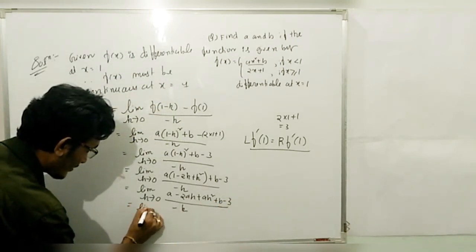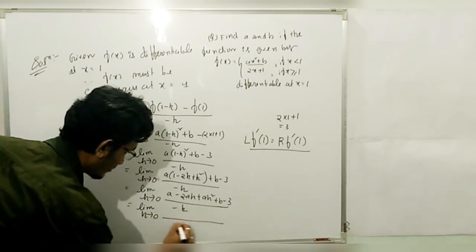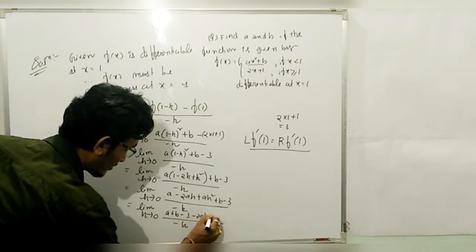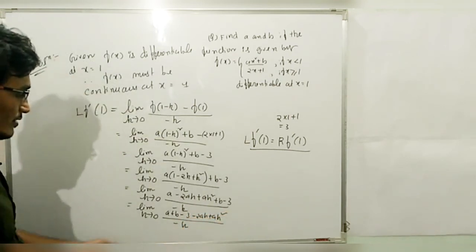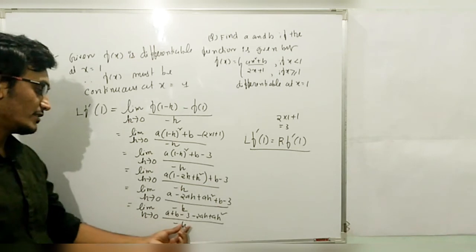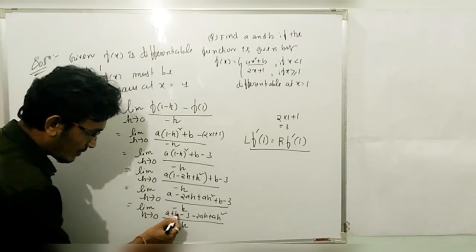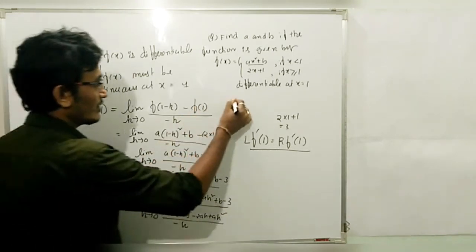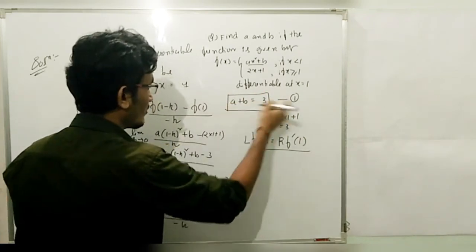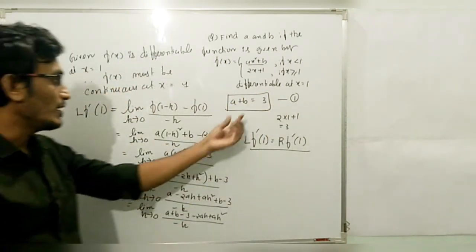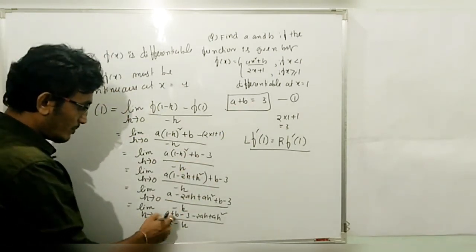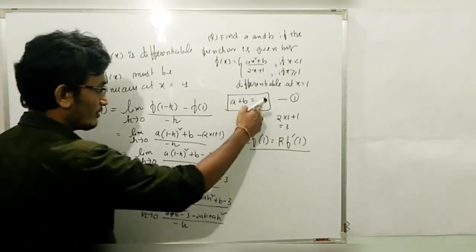So you can write limit h tends to 0 minus h, a plus b minus 3 minus 2ah plus ah square. Now here we can see that we cannot replace the value of h by 0, because here we get another term a plus b. Now in the previous result we got a plus b equals 3. So that was equation 1. Now from equation 1 we can easily replace the value of a plus b in this expression. So a plus b is equal to 3.